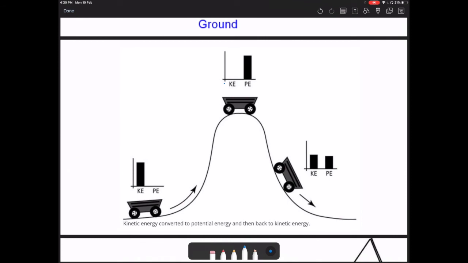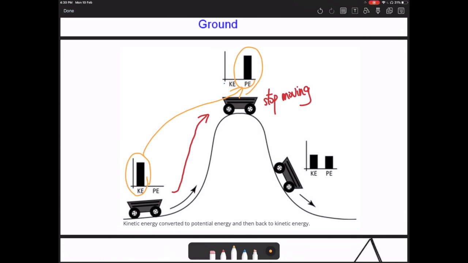One more example. Suppose this car is rushing to the peak. This car will stop moving when it is on the peak. Why? The reason is the kinetic energy is transferred to the gravitational potential energy in the process of going up. So you can see the kinetic energy is being transferred to gravitational potential energy, GPE.